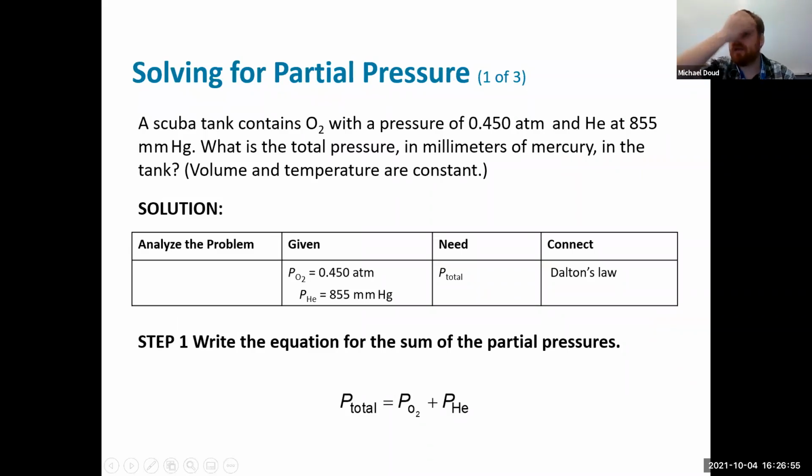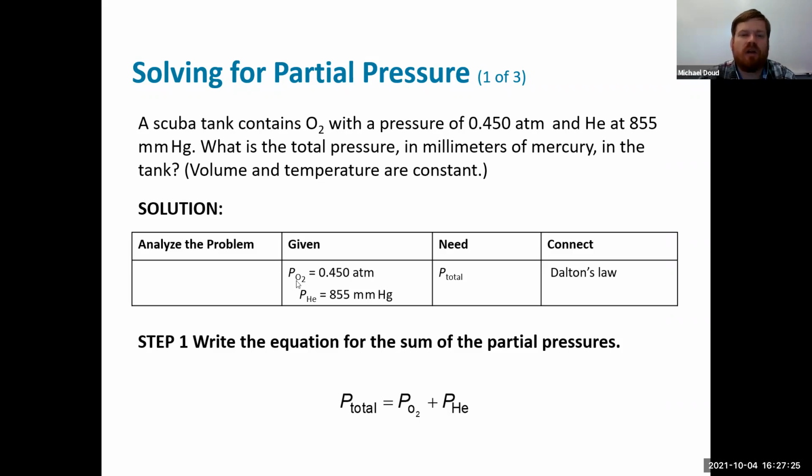Okay, so what type of math do we have to do for partial pressure? Well, if a scuba tank contains oxygen with a pressure of 0.450 atmospheres and helium at 155 millimeters of mercury, what is the total pressure in millimeters of mercury in the tank? Keep in mind here, volume and temperature are constant. Well, how do we solve for this partial pressure? We know that the total pressure is going to equal the partial pressure of the oxygen plus the partial pressure of the helium. So we simply need to add them together.